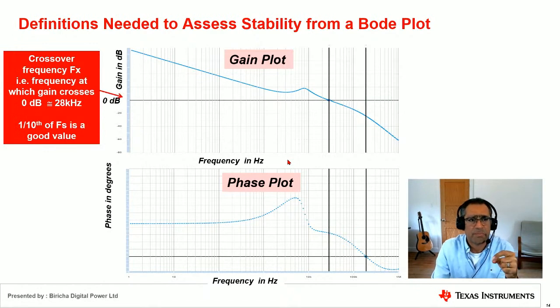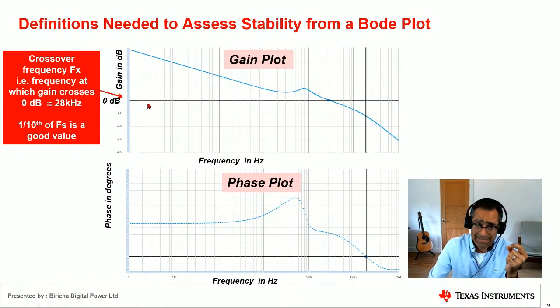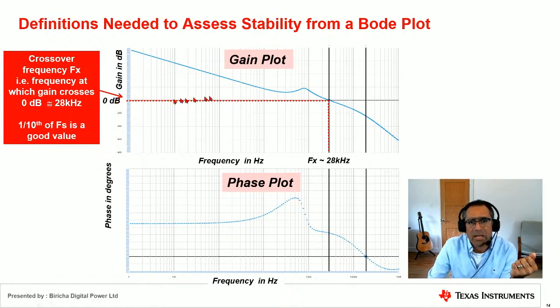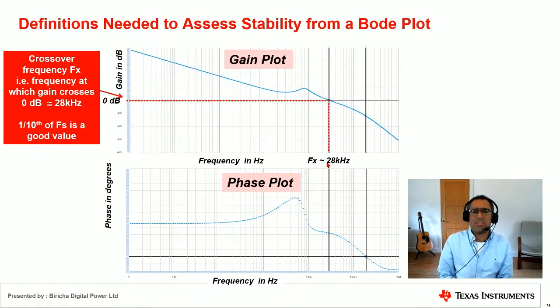So first, the crossover frequency. Crossover frequency is the frequency at which the gain plot, this blue line here, crosses the 0 dB axis. And that is a measure of how fast our power supply recovers from a step. So if you take that 0 dB line, you draw a line up to here until you hit the curve, and then you go down and you look at the frequency on the x-axis, you'll see that the crossover frequency in this case is 28 kilohertz. Now, we recommend that your crossover frequency is around 1/10 of your switching frequency, or maybe even 1/20th if you're trying to be conservative.